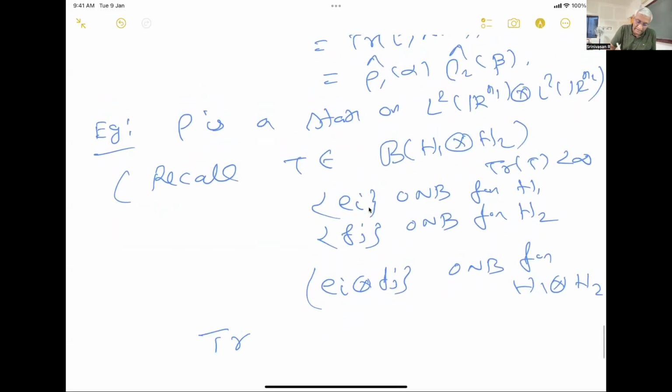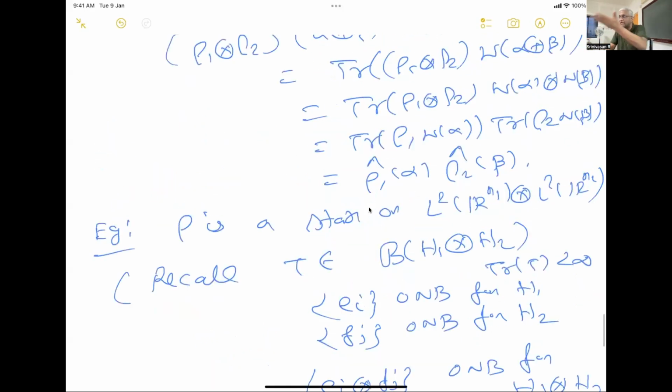This satisfies this property: trace of X tensor 1 times some T is equal to the trace in the first Hilbert space of X times T1, which is just the same as T1 X. So this T1 is the relative trace. This is a property, an abstract way of saying it. Then I am going to define an operator that will satisfy that.